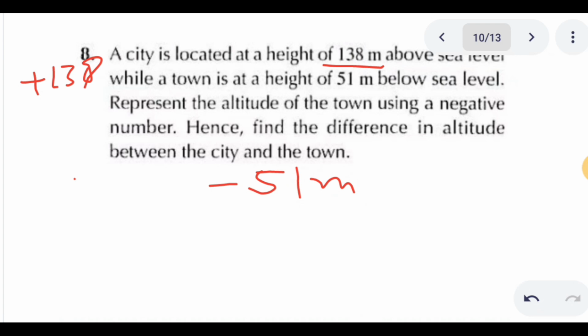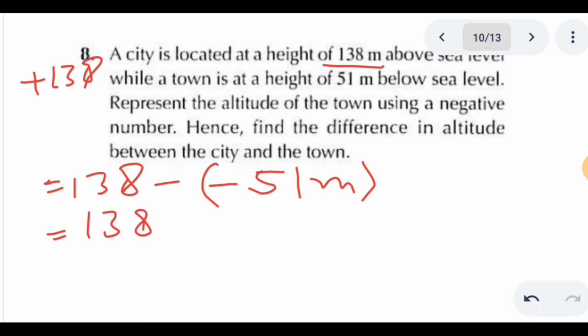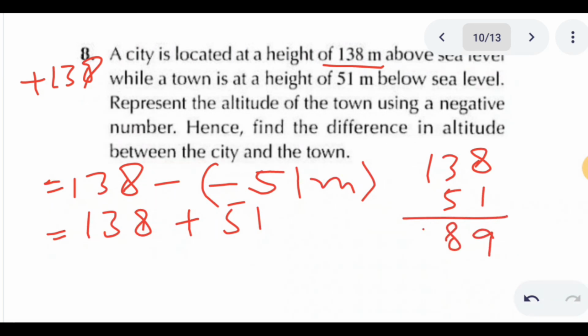Hence find the difference of the altitude between the city and the town. So the city is having 138, the town is having the minus, and we have to find the difference. Whenever we have to find the difference, we have to subtract these numbers. But this minus minus gets plus 51. So we have to add 138 and 51. The answer is 189 meters. So the difference between the altitude of the city and the town is 189.